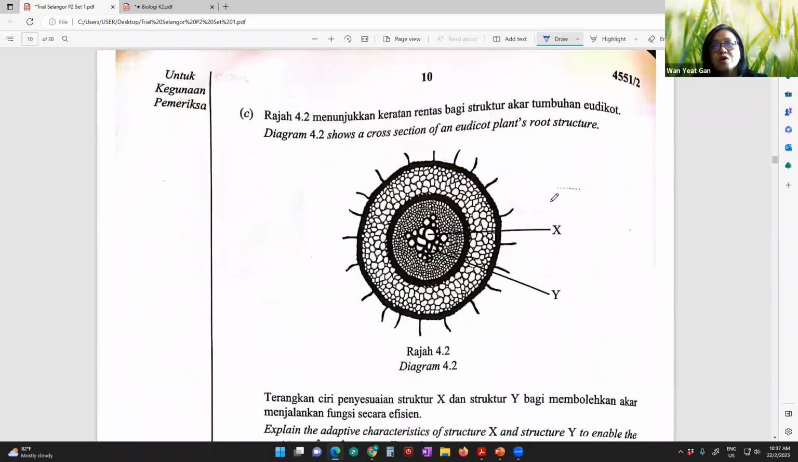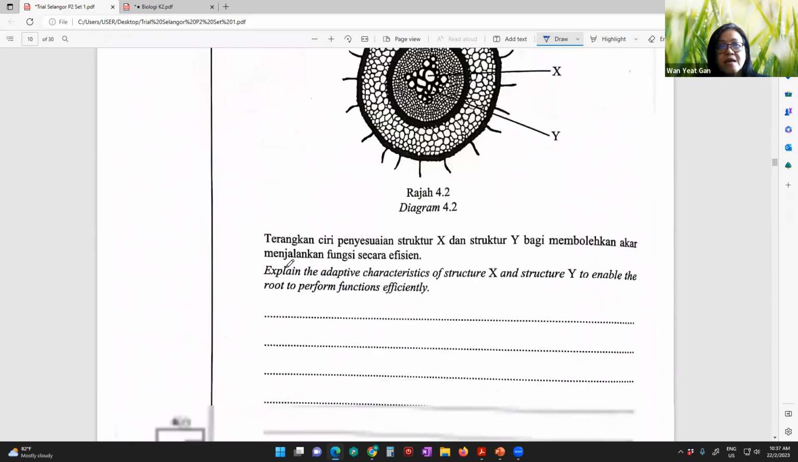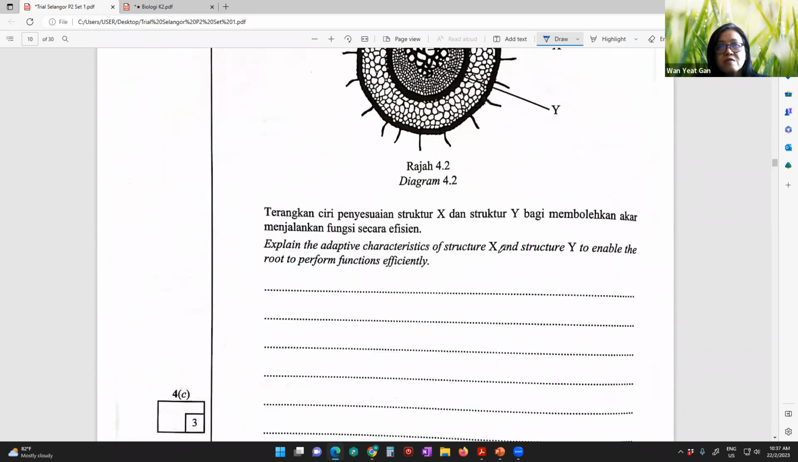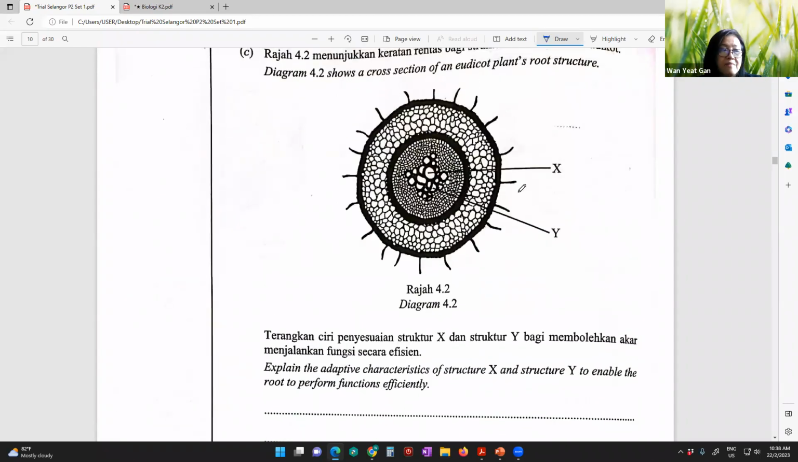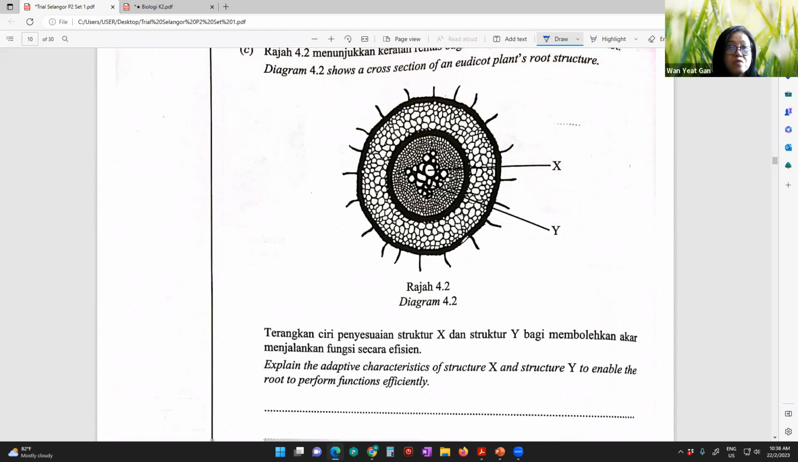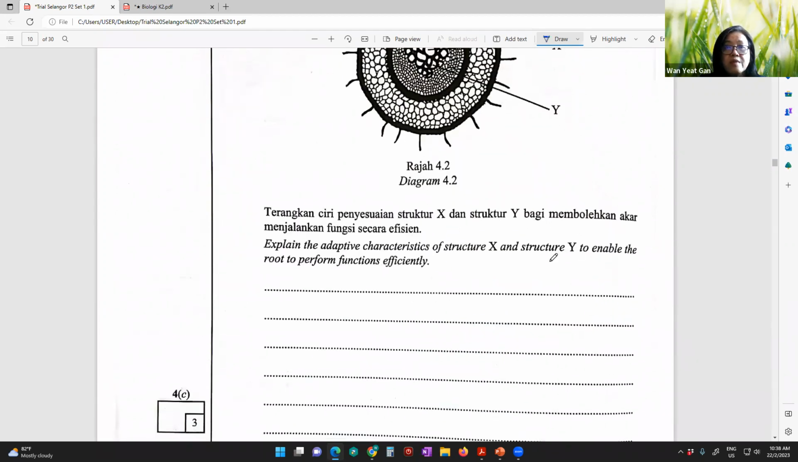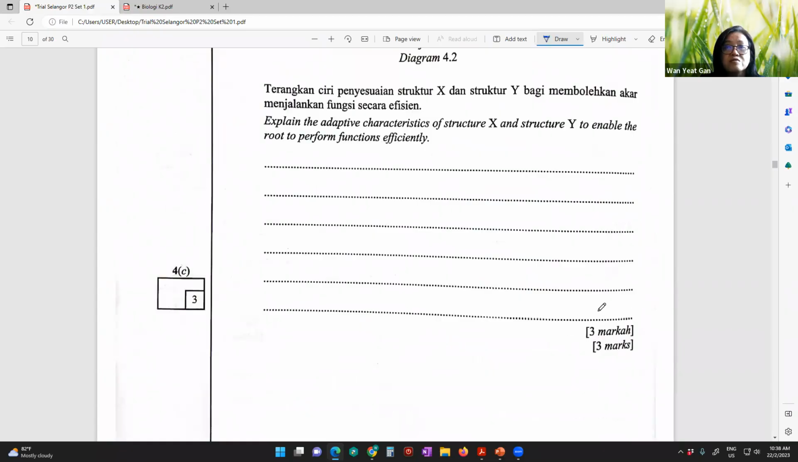Diagram 4.2 shows a cross-section of a eudicot plant root structure. Explain the adaptive characteristics of structures X and Y to ensure the root performs its function effectively or efficiently. Okay, so X is xylem. You need to know that X is xylem and Y is phloem. In order for X and Y to function efficiently, look at it, it wants 3 marks.